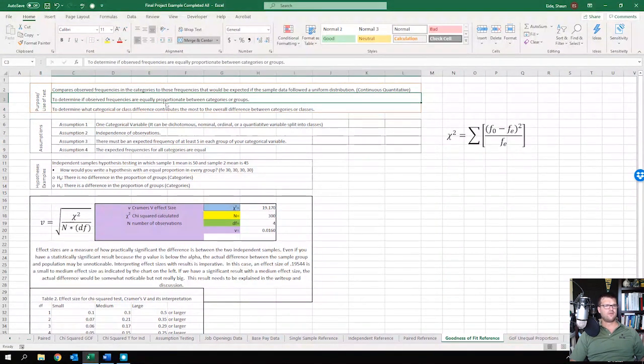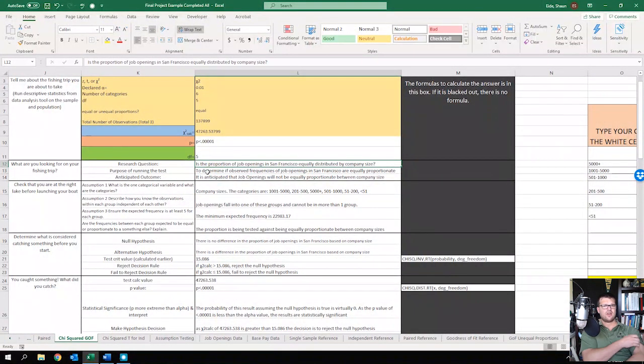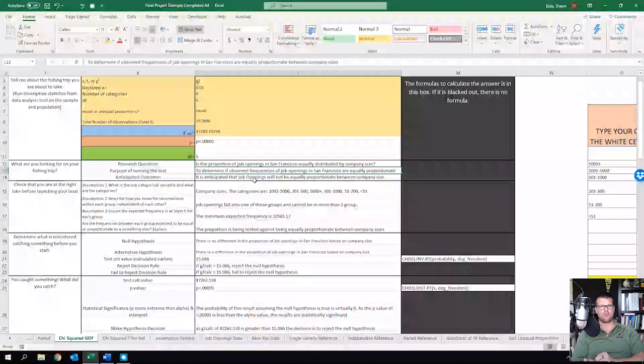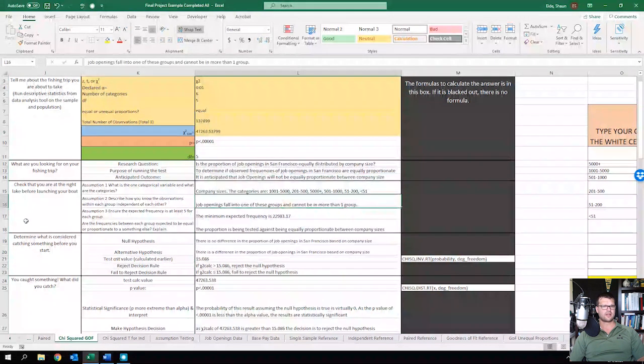So to determine if the observed frequencies are equally proportionate between categories or groups, I basically took that and brought it back to the chi-squared goodness of fit, and I said, what's the research question? Are the proportion of job openings in San Francisco equally distributed by company size? Okay, so what's the purpose of running this test? Same thing as the research question, but more a statement: to determine if the observed frequencies of job openings in San Francisco are equally proportionate based on company size. And let's see here, we can wrap text. We'll make that a little bit, there we go.